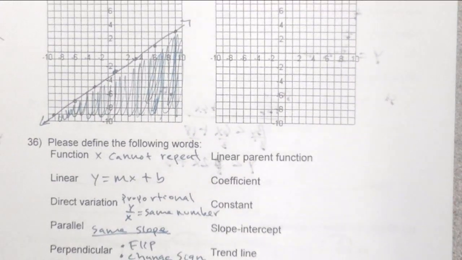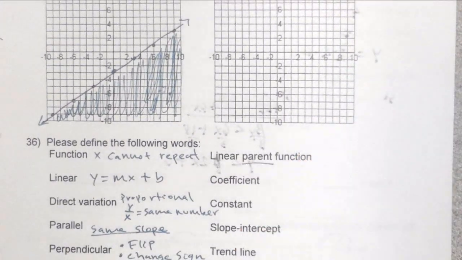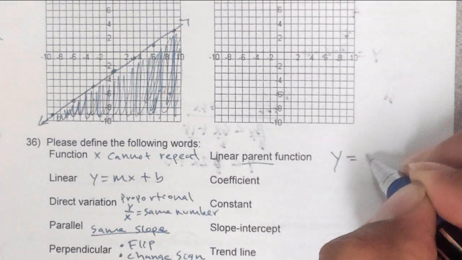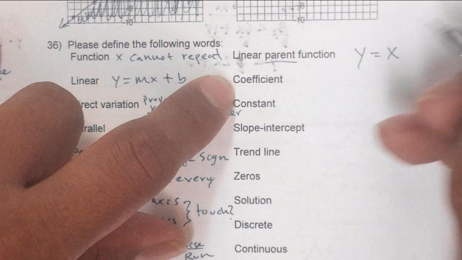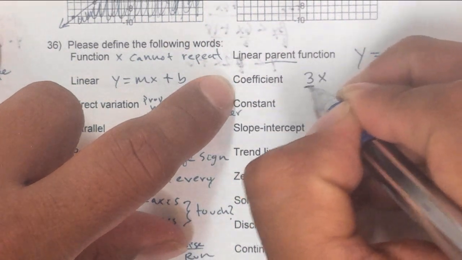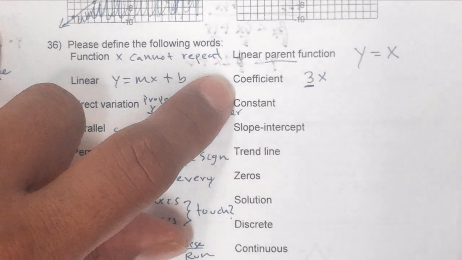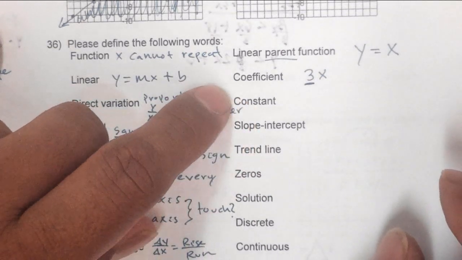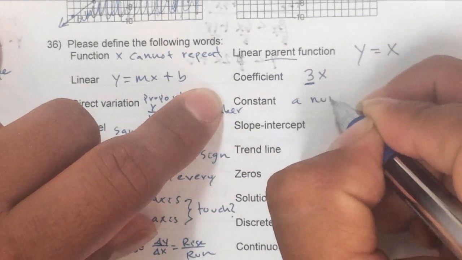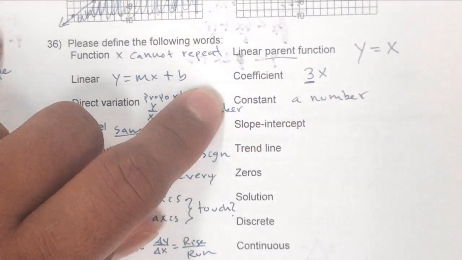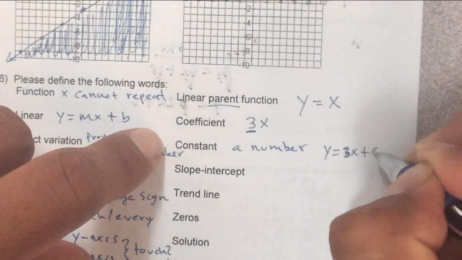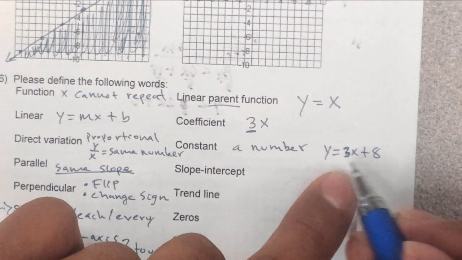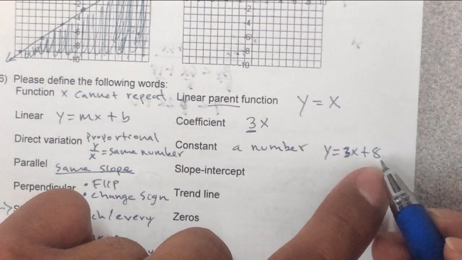Linear parent function. So again, parent is original function. So the most basic line is y equals x. Okay, and that's how you do it. Coefficient. Coefficient is just a number next to the letter. For example, 3x. 3 is called a coefficient. It's right in front of the letter. Constant is just a number with no letter, okay? For example, if I have y equals 3x plus 8. So I know that 3 is a coefficient. 8 doesn't have a letter, so this is the constant.